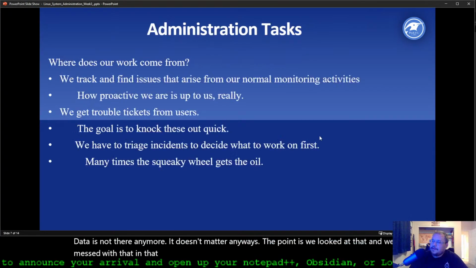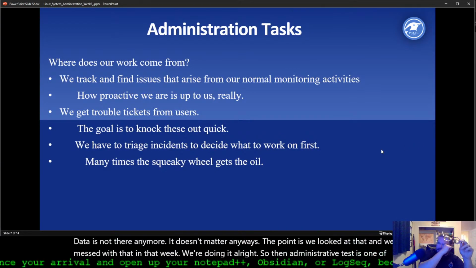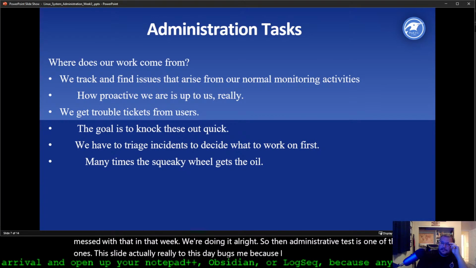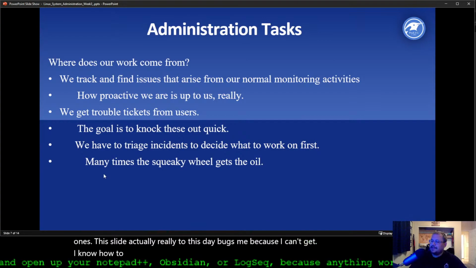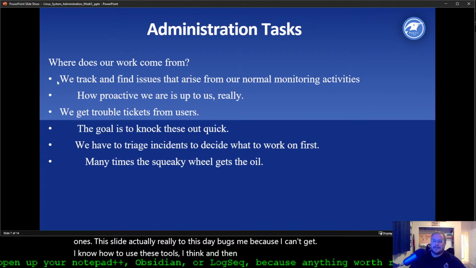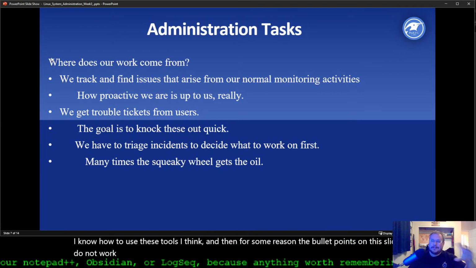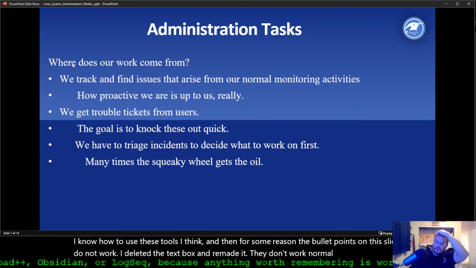We're doing it. All right, so then administrative tasks. This is one of the slides that really to this day bugs me, because I know how to use these tools, I think, and then for some reason the bullet points on this slide do not work. I deleted the text box and remade it. They don't work normal. So here we are.